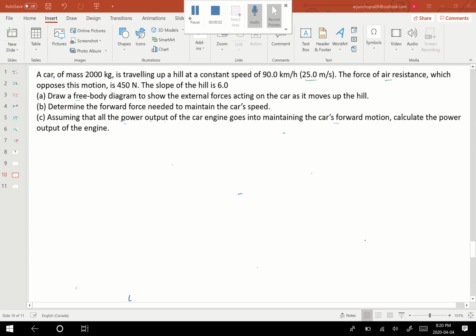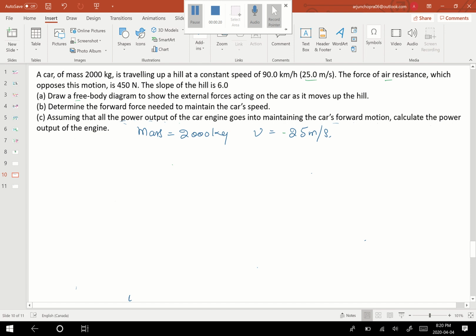Welcome back, friends. Let's look into a math problem on the power. So in this question, the mass of the car is given to us as 2000 kgs. It's traveling up the hill with a constant speed of 90 kilometers per hour, or 25 meters per second.